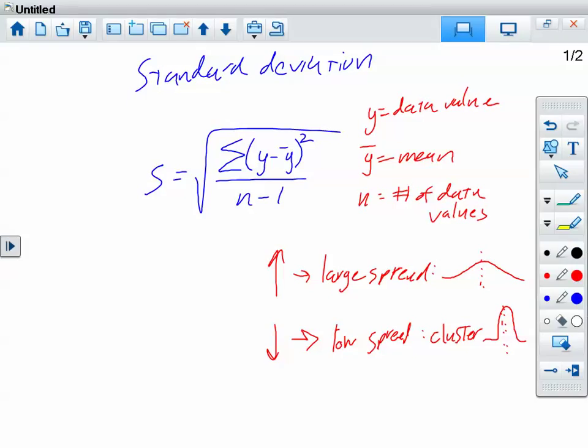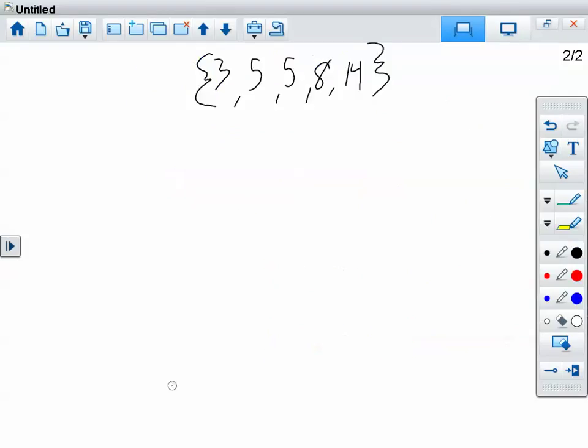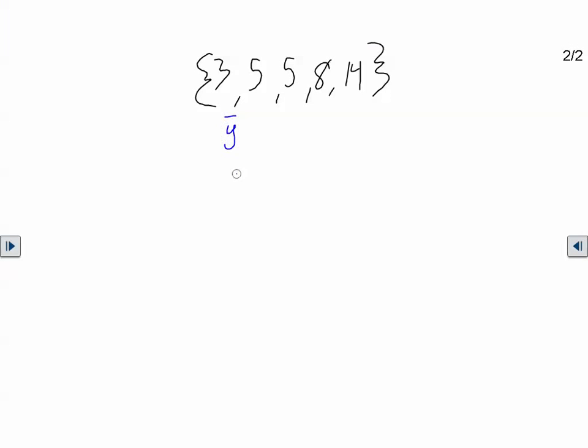Okay. So let's do one calculation together here so you've got an example. So there's my data: 3, 5, 5, 8, 14. To be able to figure this out, I need to know the mean before I can calculate the standard deviation. So we want to add all these together and divide by the number there are. In this case, it's 8, 16, 30, 35 divided by 5. Our mean is 7.